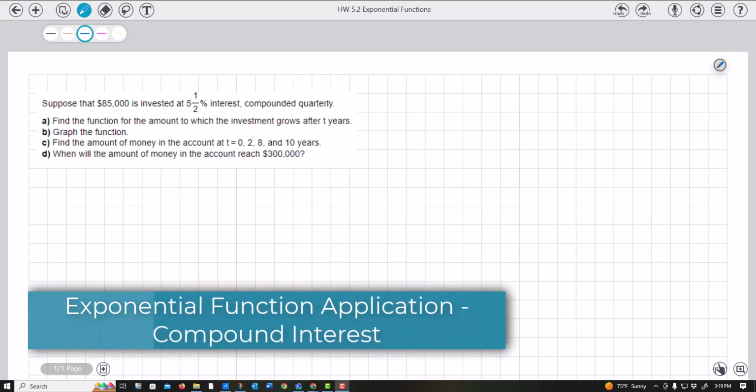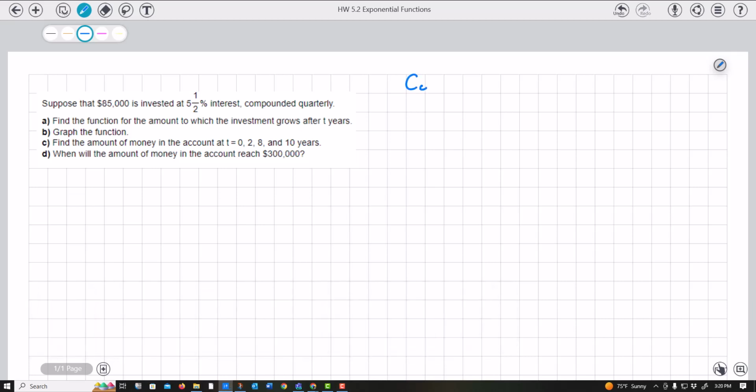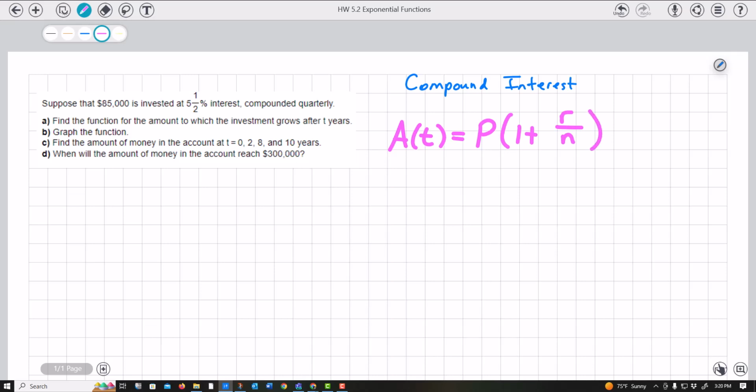Okay, where in the world would you use exponential functions? How about compound interest? So a compound interest equation is where I have some amount that is a function of time, my principal plus my rate over a number of years compounded, and all that good stuff. So this is the amount, and it could be earned or lost if it's a credit card.